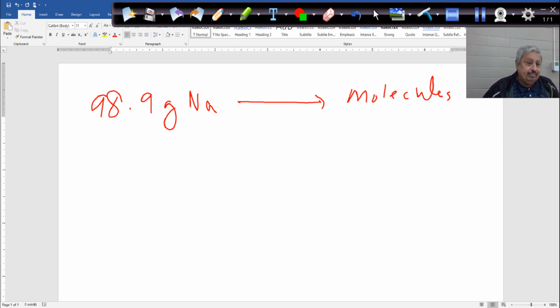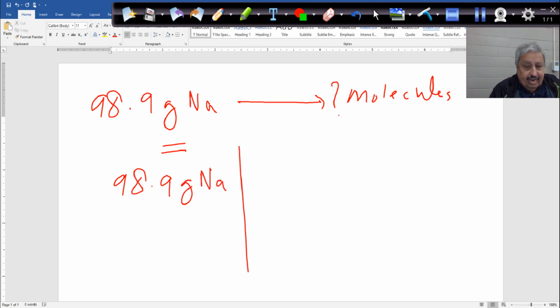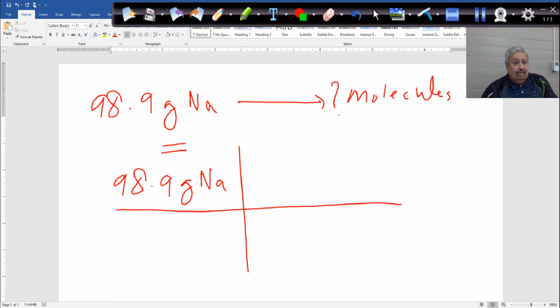So 98 grams, I want to go to molecules. How many molecules in this? Well, I have the first step here. If I'm given the mass, I have to divide by the atomic mass or molar mass. So I have 98.9 grams of sodium. I can do it by parentheses or brackets or by a table like this. Sometimes the table is very obvious.